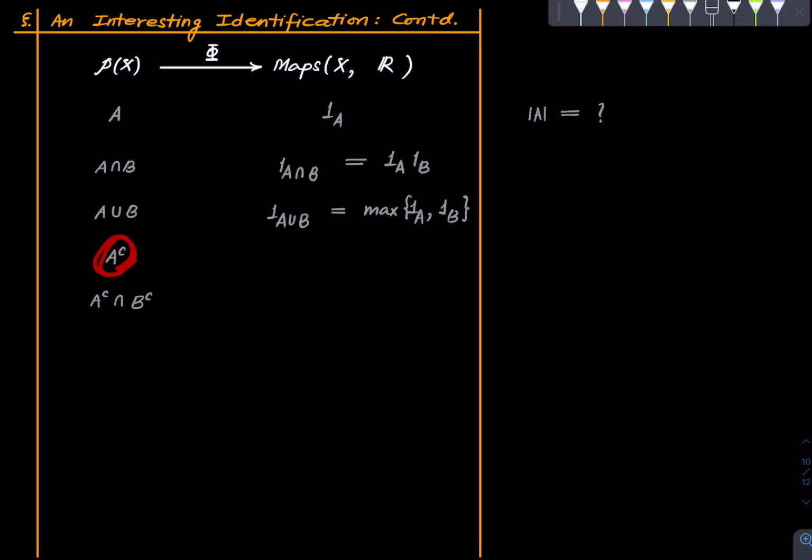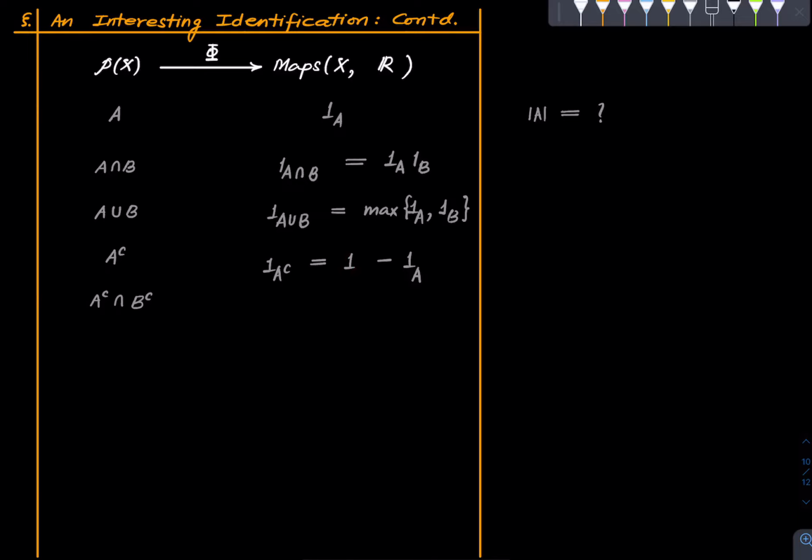What about the complement? So complement goes to the indicator of the complement, but that is equal to 1_X minus 1_A. Just figure this out, why this is the case. And we may drop the subscript here, and it means the same thing as 1_X. It's just more convenient to drop the subscript. You can write it and that's not a problem.